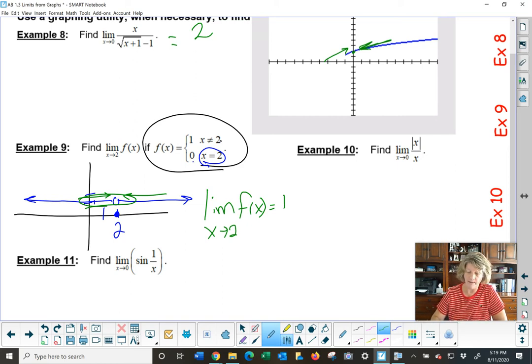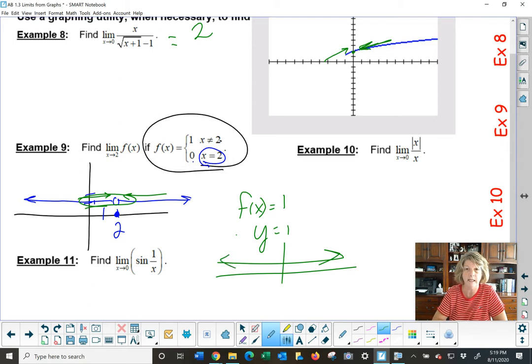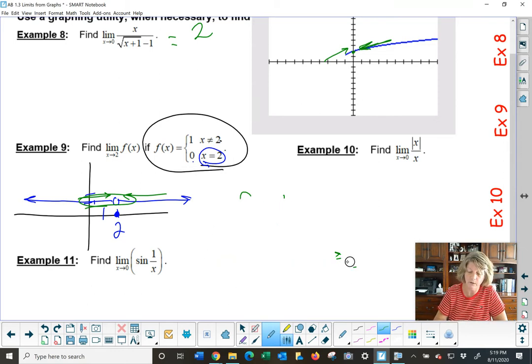On the AP exam, if you were to not write this, that's not telling me much. That's telling me f of x equals 1. That's a function where y equals 1. That's a horizontal line at the height of 1, isn't it? That's not what they're asking. So you must include the word limit. That's the question being asked. What is the limit?